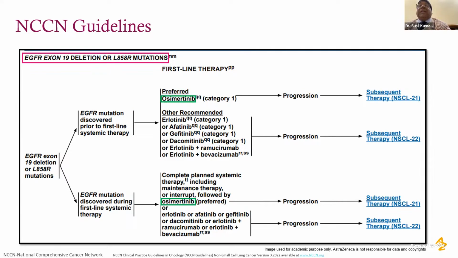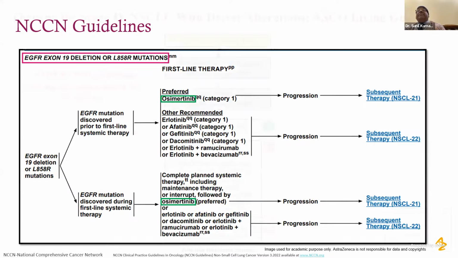Guidelines clearly show that if an EGFR mutation is discovered prior to first-line systemic chemotherapy, my word is that the preferred one is osimertinib, while for others you can recommend anything, category 1 again. If an EGFR mutation is discovered during first-line systemic therapy, you can go for the preferred one, osimertinib, once the planned systemic chemotherapy is completed, including maintenance or interrupted, routinely 4 cycles followed by osimertinib as an option.